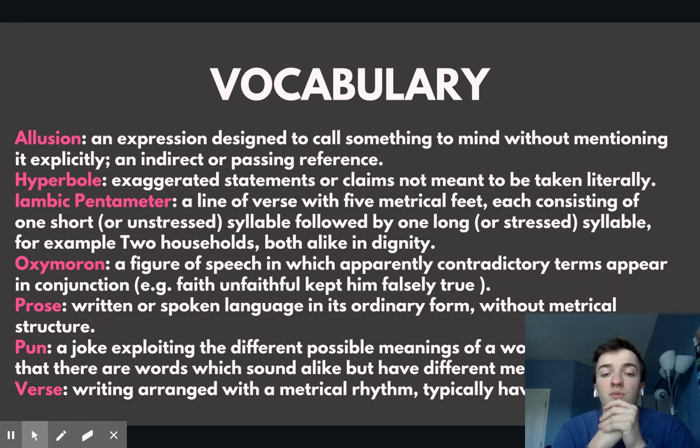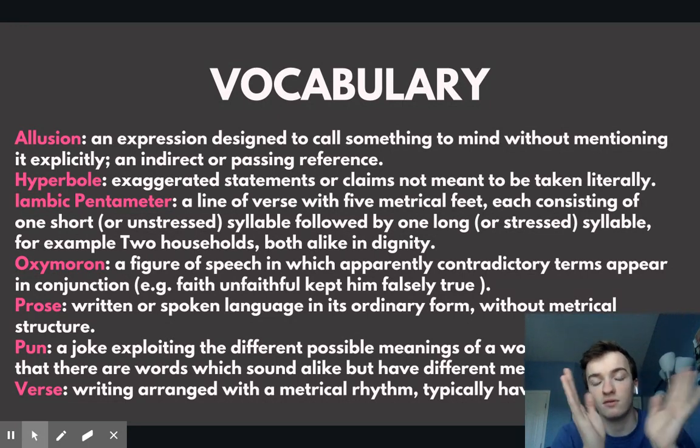Prose is written or spoken language in its ordinary form without metrical structure. So basically what that means is that you're not having any kind of rhythm, no rhyme scheme, no pentameter, no meter at all. And so prose is basically just story, what you're reading. It's what you normally see in most novels. That's just prose. I'm going to skip down. Verse is writing arranged with metrical rhythm. That's what you're going to see in Shakespeare's play. It has that iambic pentameter, it has that meter, it has that rhyme scheme. So it's written in verse.